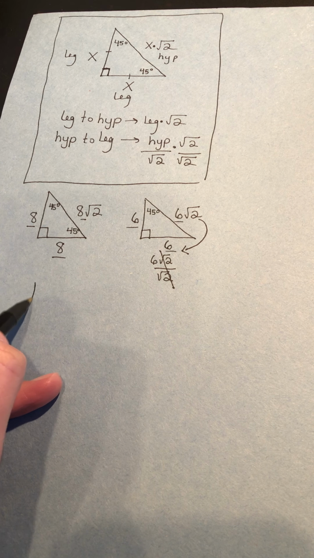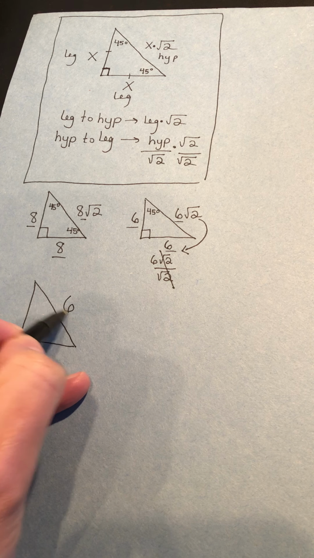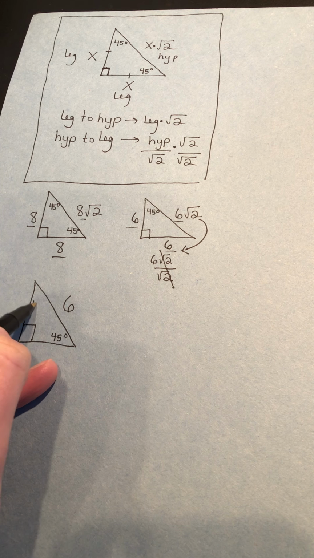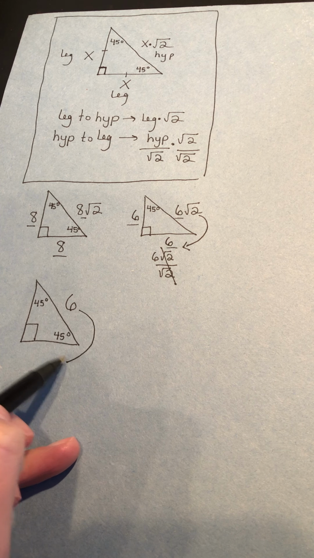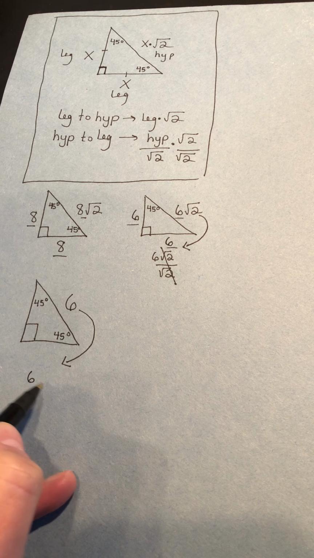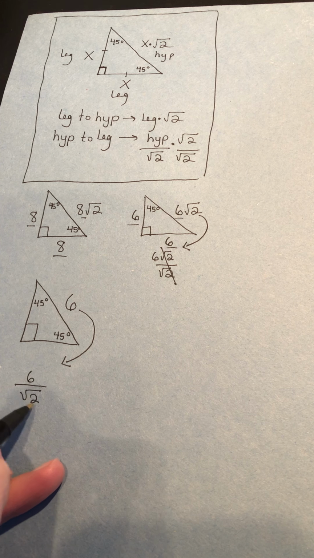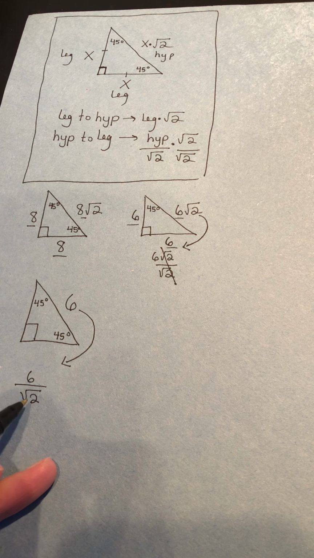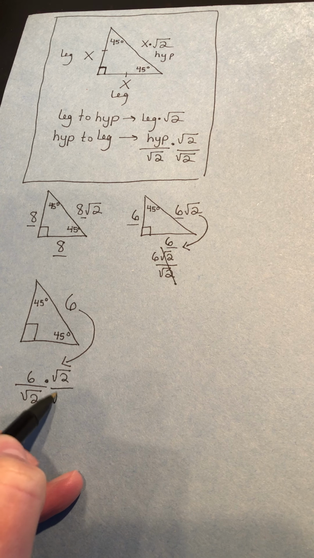Okay, let's try this. Now let's say we're given that the hypotenuse is 6. All right, and that's all we're given. And the question said, find the legs. Well, to go down in size, we're going to divide. We're going to divide by root 2. But here, nothing's going to cancel, right? Because 6 and root 2, they're not friends.